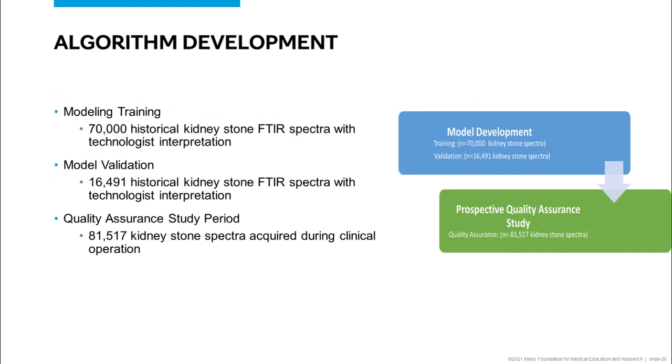So before I go into study design, I want to give an abbreviated history of our algorithm development and validation for this project. To train the algorithm, we used over 70,000 clinical kidney stone spectra analyzed from our laboratory over the years. To validate the algorithm, we used a separate validation data set consisting of over 16,000 additional kidney stone spectra. After seeing promising performance, we then used the set of algorithms to prospectively conduct a quality assurance study. As we'll discuss later, this lasted a year and included over 81,000 additional kidney stone spectra.